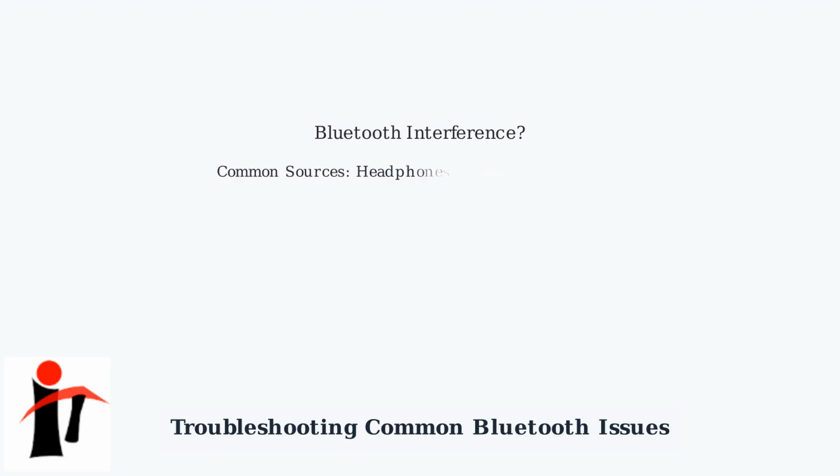Interference from other Bluetooth devices can disrupt your Tesla's connection. Common sources include nearby wireless headphones, speakers, or even other vehicles. To resolve this, try moving your phone and Tesla away from potential interference sources. For example, in dense urban areas or crowded parking lots, physical distance can significantly improve Bluetooth stability.